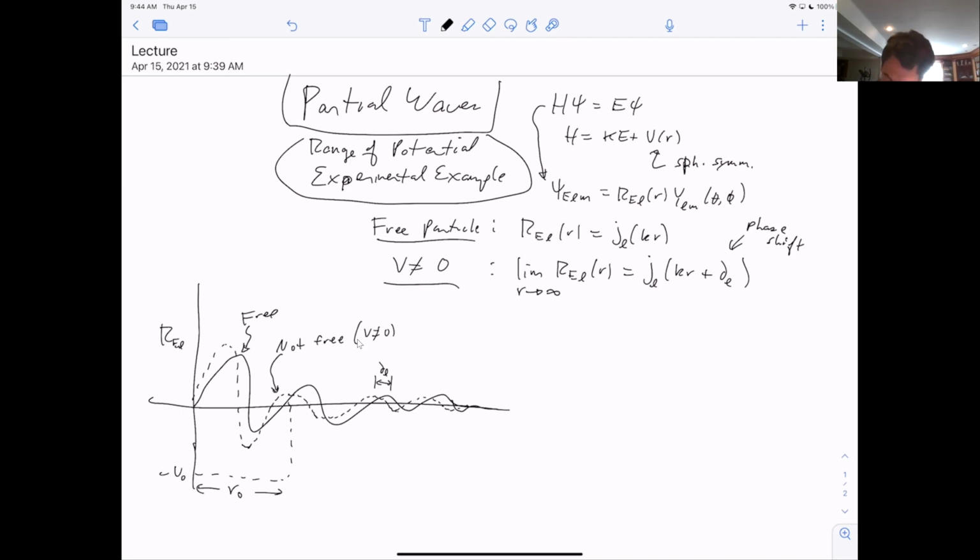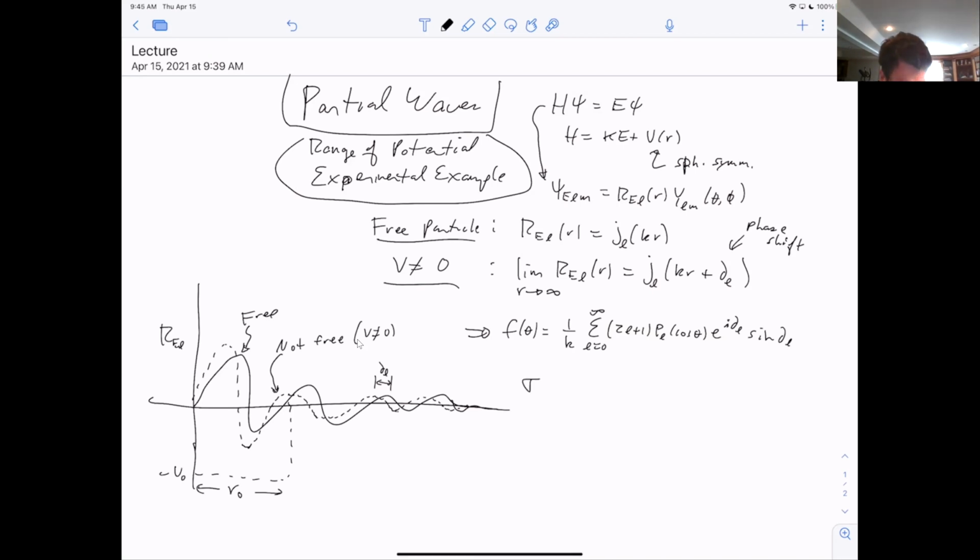And so if we find those phase shifts, then the phase shifts are so important, because once we have the phase shifts, then we see that the scattering amplitude can be written in terms of the phase shift: 1 over k, sum over L equals 0 to infinity, 2L plus 1, P_L of cosine theta, e to the i delta L, sine delta L.